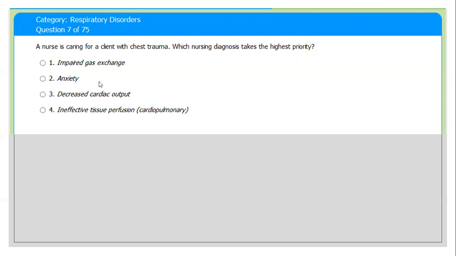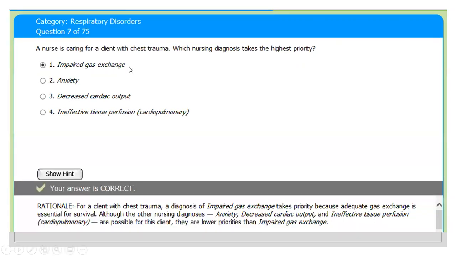So which is the highest priority? Impaired gas exchange, anxiety, decreased cardiac output, or ineffective tissue perfusion. The correct answer is impaired gas exchange.